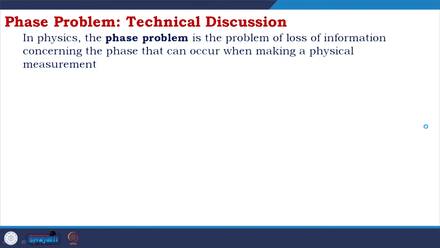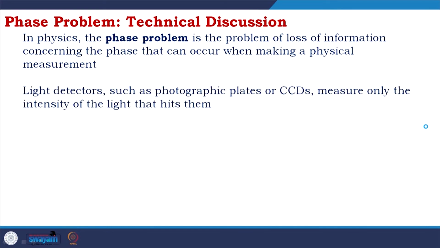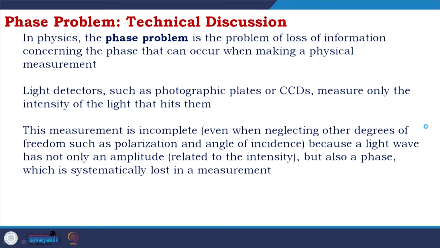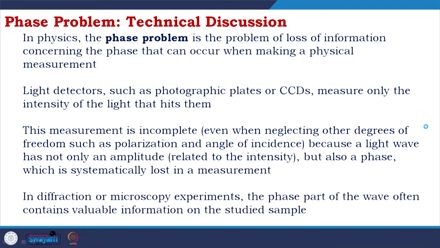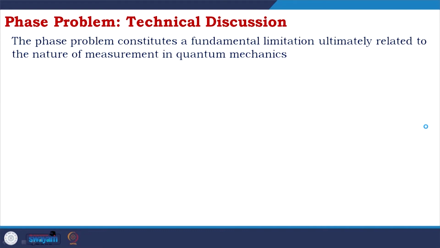In physics, the phase problem is the problem of loss of information concerning the phase that can occur when making a physical measurement. Light detectors such as photographic plates or CCDs measure only the intensity of the light that hits them. This measurement is incomplete, and when I say incomplete, we are even neglecting other degrees of freedom such as polarization and angle of incidence, because a light wave has not only an amplitude, but also a phase which is systematically lost in the measurement. In diffraction or microscopy experiments, the phase part of the wave often contains valuable information on the studied sample. The phase problem constitutes a fundamental limitation ultimately related to the nature of the measurement in quantum mechanics.